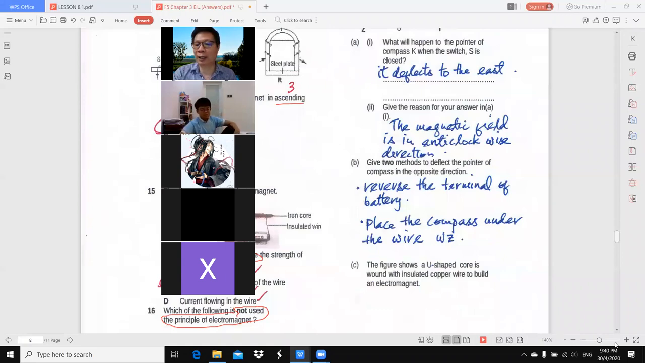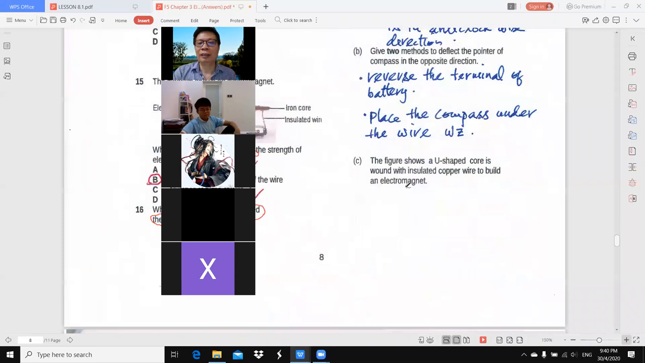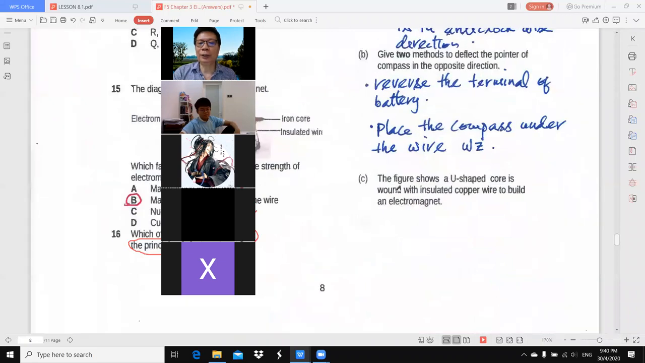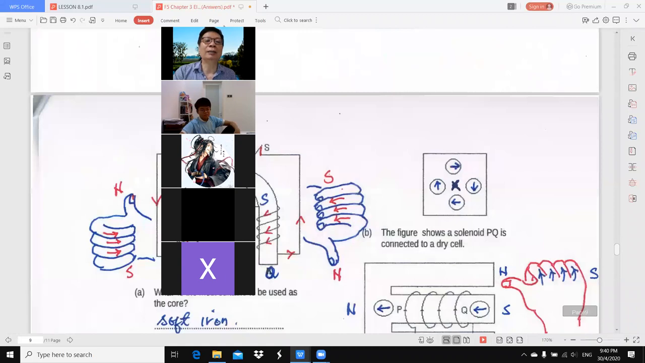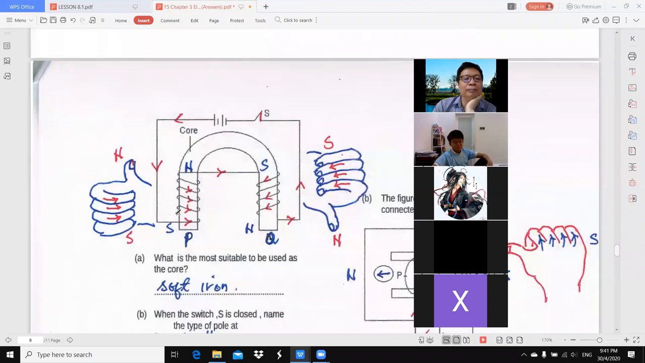Next is here. I'll read the question. The figure shows a U-shaped iron wound with insulated copper wire to build an electromagnet. Okay, the diagram is here. Very complicated. This is a wire sending the current. You see the direction of current is like that. It keeps turning, right? Use your right hand grip rule. Okay, good. Now you show your face. Then it comes over, you spin a few turns.